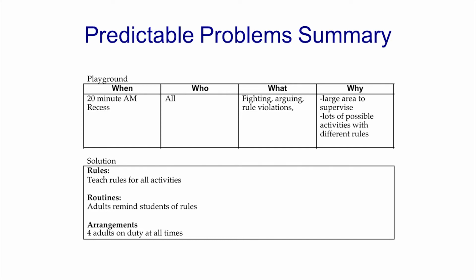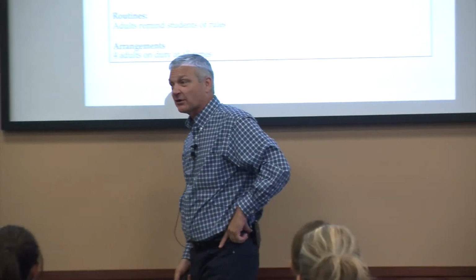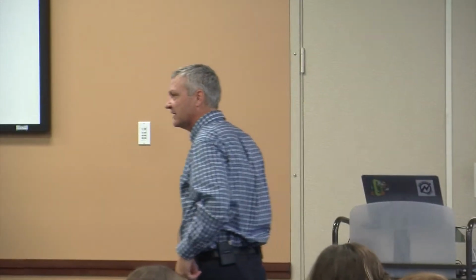So I said, let's go back to where we were 2 years ago. You guys predicted 20-minute AM recess would be a problem among everybody. You said it would be fighting, arguing, and rule violations. And you said the reason for that was the area was giant and there were a million things going on. So you guys told me that you were going to teach a rule for every activity, and at the start of the year you were going to have a round robin with the kids going to each thing where they spent 5 minutes of you discussing the rules. Now everybody knows every rule for everything. You said that the adults would be out there reminding the kids, and it was going to take 4 adults on duty to make that happen. Is all of that still going on 2 years later? And they said, yes, it is.